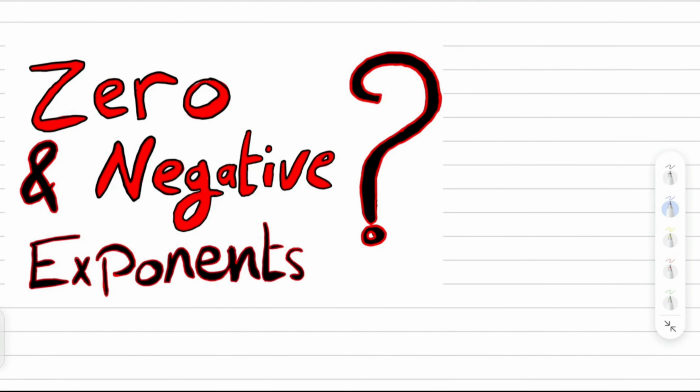Hello everyone. In this video we're going to talk about zero and negative exponents. First, let's recall what we know about positive exponents. For example, 3 to the power 3. What does it mean? It means that we have to multiply the 3 by itself 3 times. Let's write it using the expanded form. This is 3 times 3 times 3, which is equal to 27.